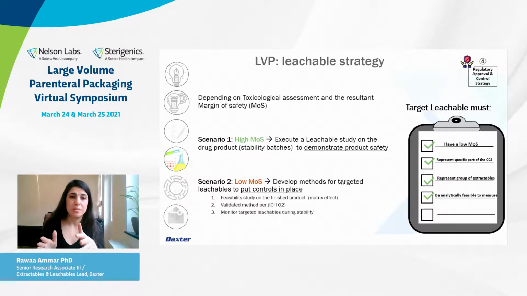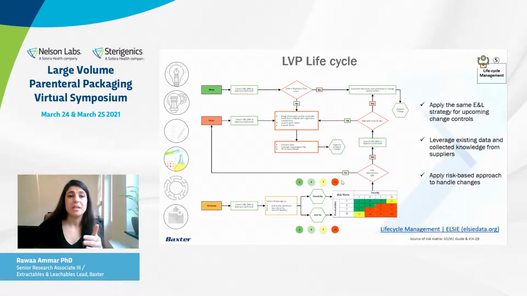and we have controls in place. Now, what will happen next? Product is launched, product is on the market. We have to make sure that we have a plan to cover the life cycle of LVP from an E&L standpoint.